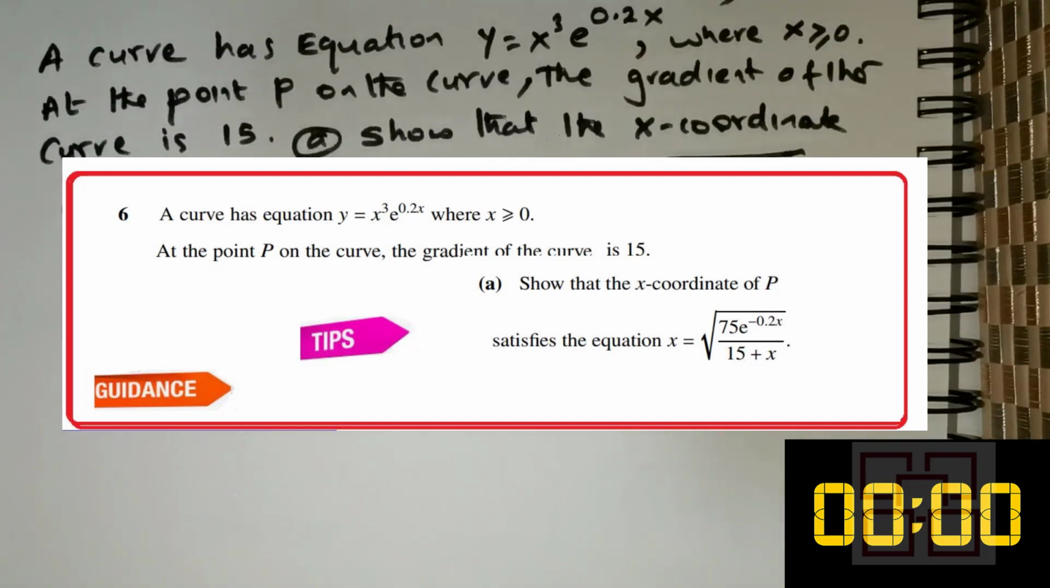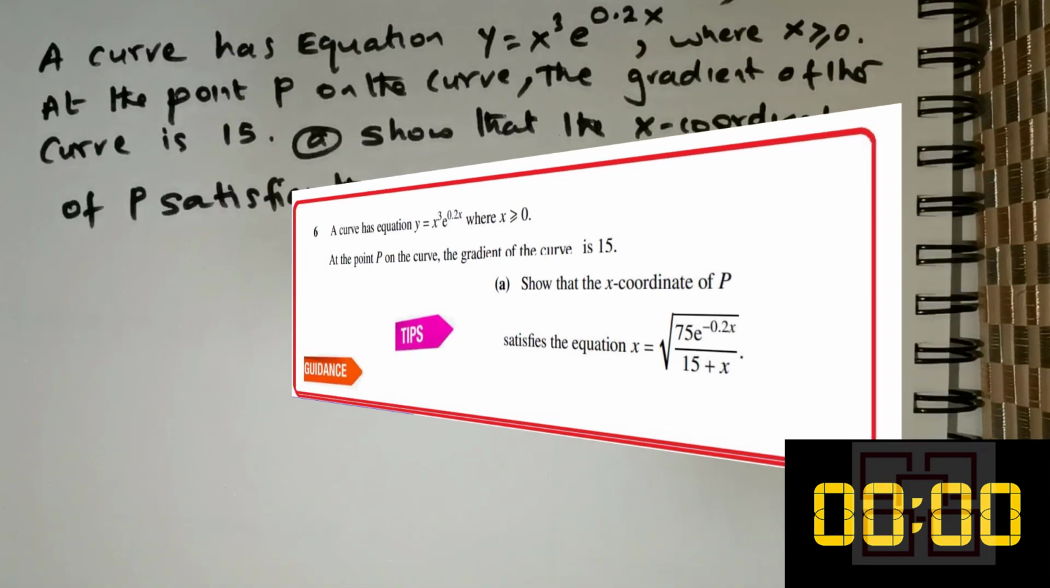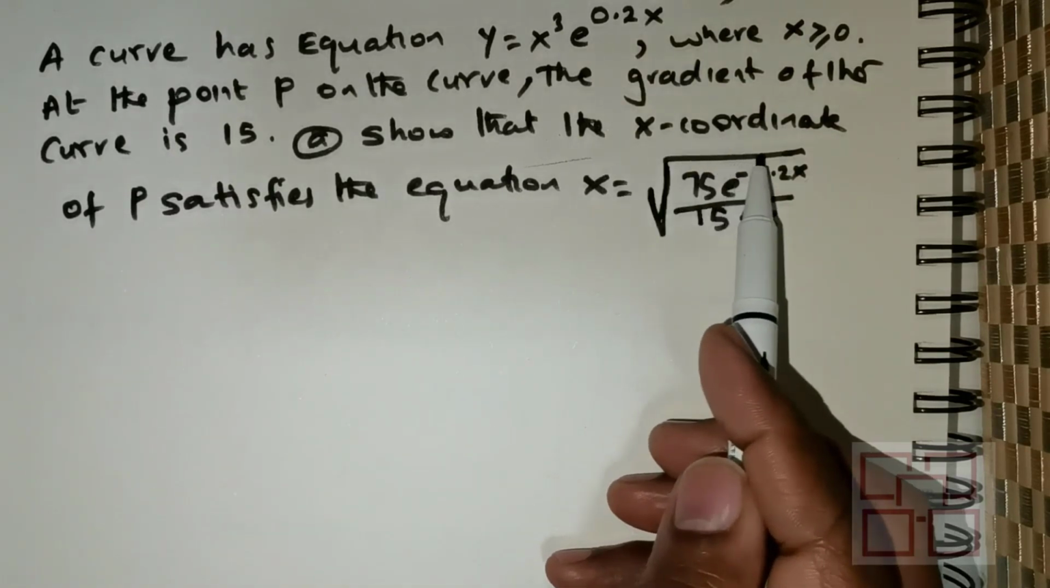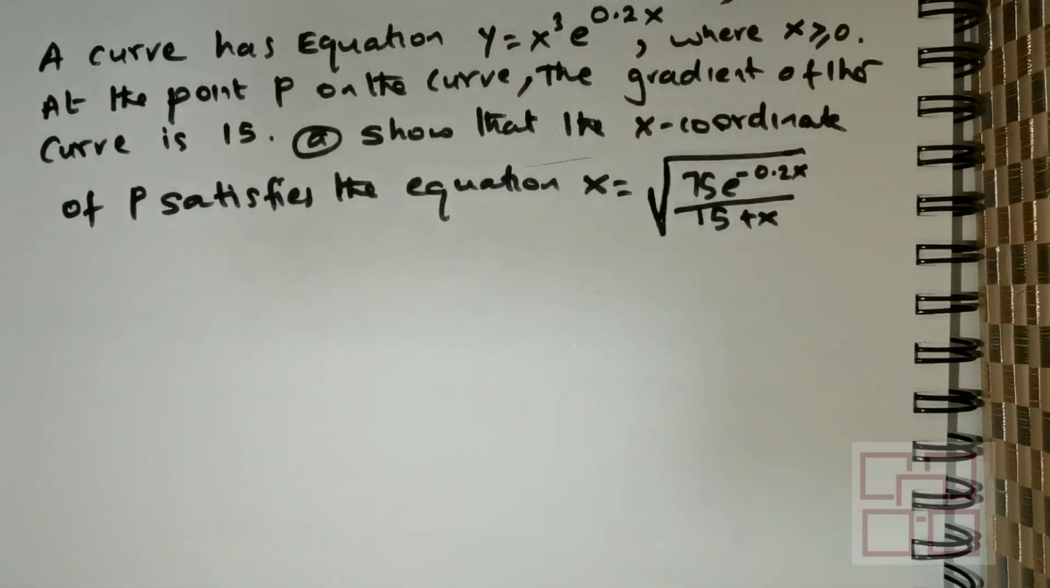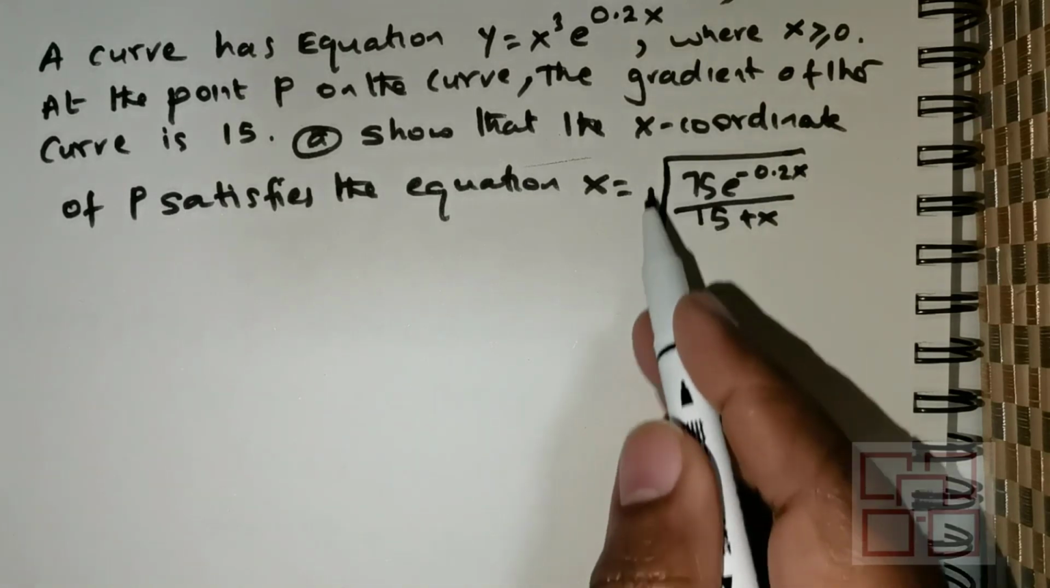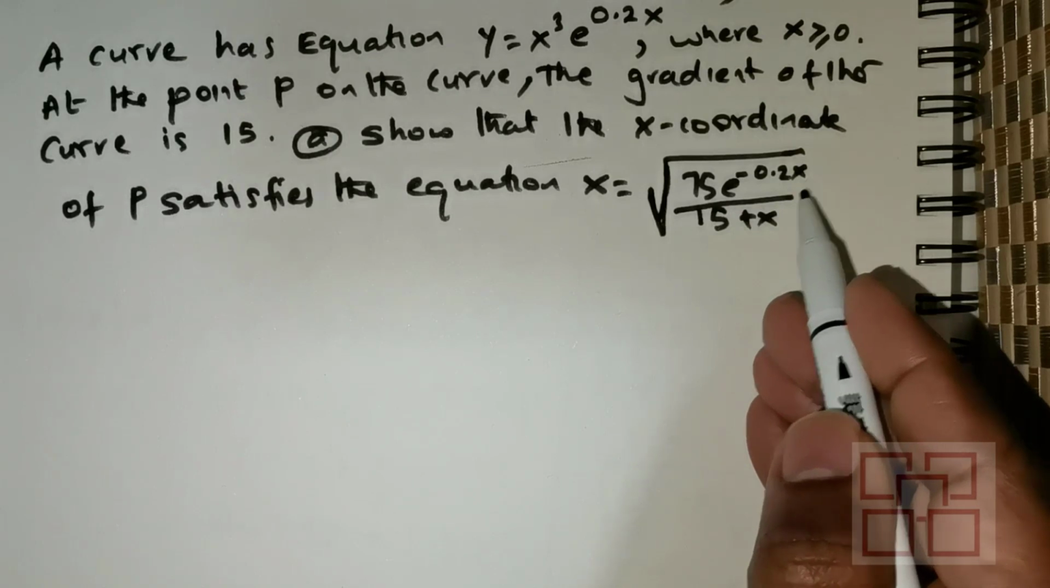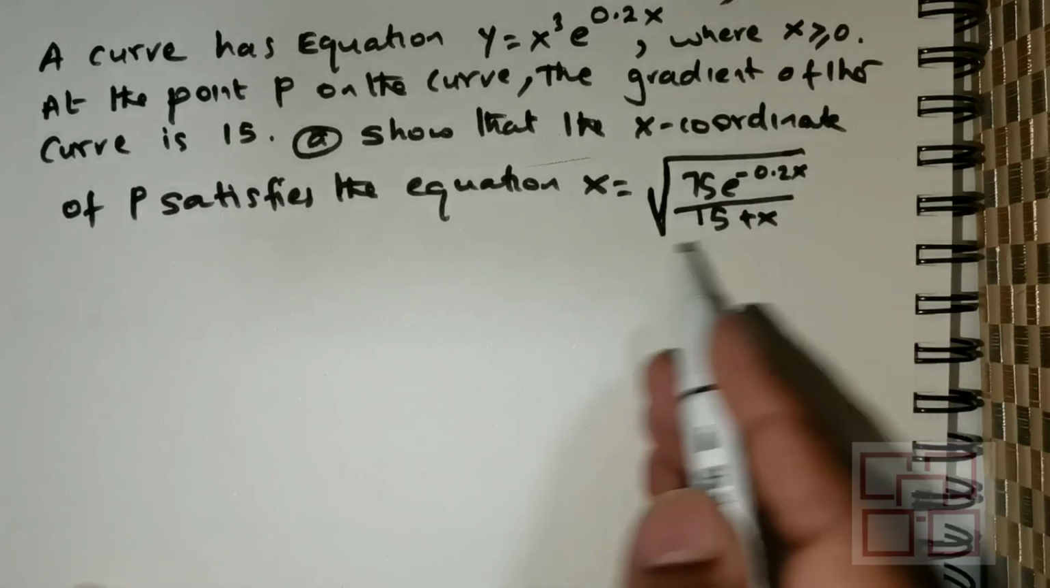Students were given this question: a curve has equation y equal to x cubed e raised to the power 0.2x, where x is greater than or equal to 0. At the point P on the curve, the gradient of the curve is given to be 15. We are asked to show that the x coordinate of P satisfies the equation x equal to square root of 75 times e raised to the power negative 0.2x divided by 15 plus x.